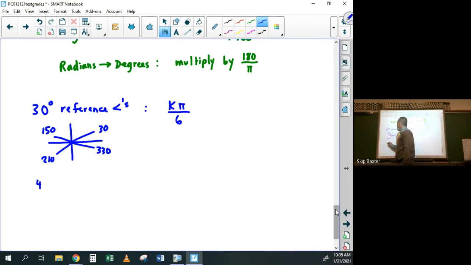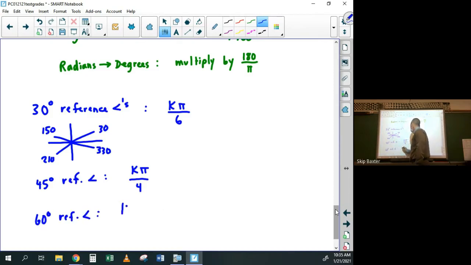If it's a 45-degree reference angle, then it's something pi over 4. And if it's a 60-degree reference angle, then it's something pi over 3. Okay? So that's just a short way of coming up with answers really quickly.